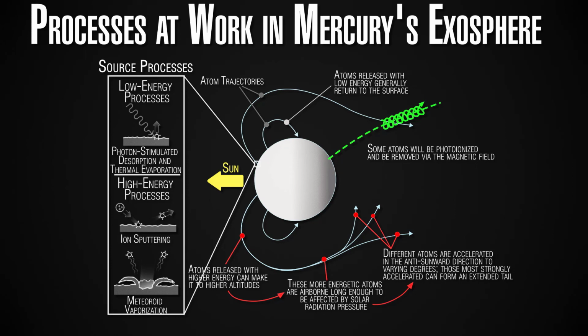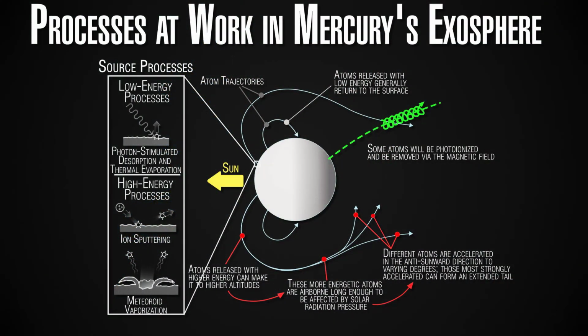So these particles, which are liberated from the surface and lofted, are released with different energies for each of these different processes that create an atmosphere. Those energies, if they're substantial enough, will be affected by solar radiation pressure. Radiation pressure is very strong on Mercury because Mercury is close to the sun. And it's due to photon momentum.